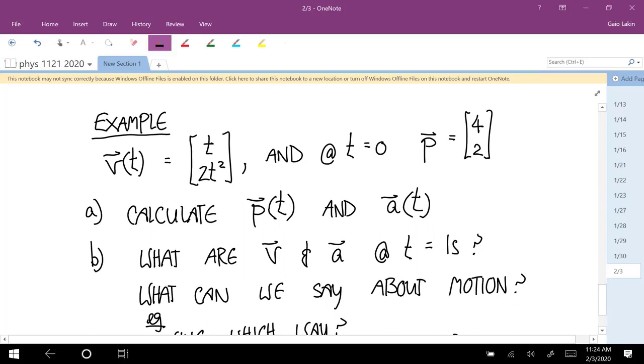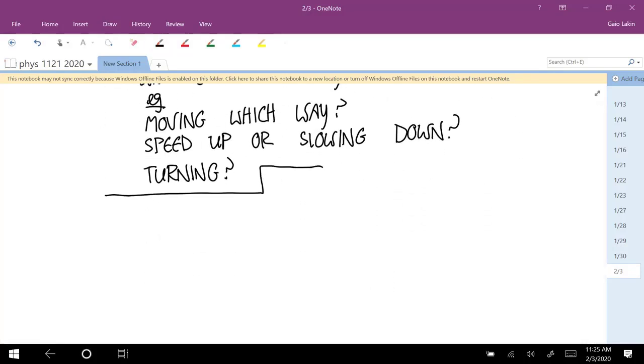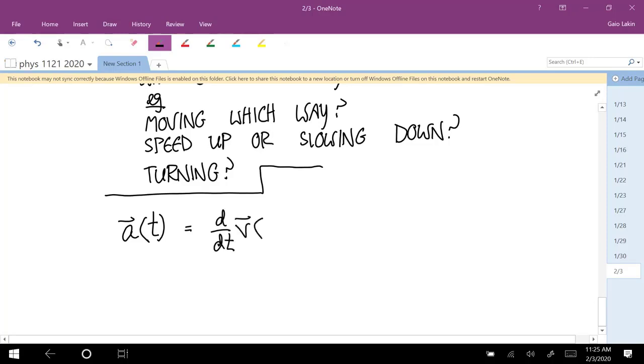Okay, well, we have the velocity vector. What do we have to do from this velocity? So this is a vector function. To go from velocity vector as a function of time to acceleration as a function of time, we take the time derivative. So acceleration as a function of time is the time derivative of the velocity vector as a function of time.